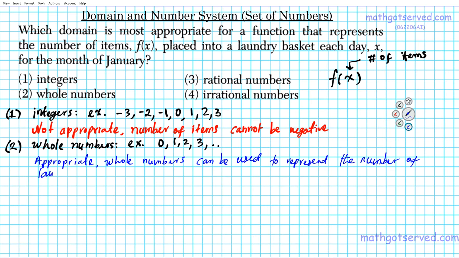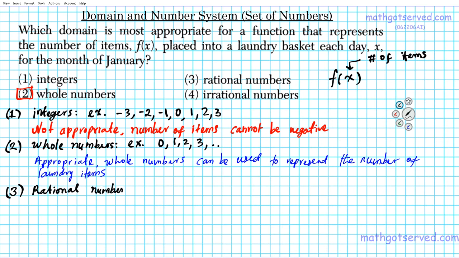All right. Okay. So let's take a look at the others. We already know what the answer is. The answer is option number 2. Let's take a look at the others and discuss why they do not make sense. So option 3 is rational numbers. What are rational numbers?